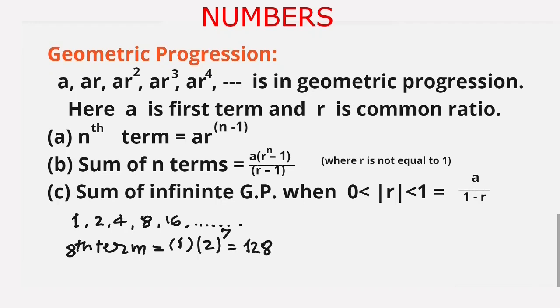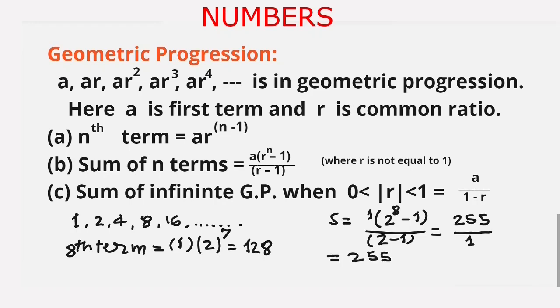Now if we have to find the sum of these 8 terms, then the sum s is equal to 1, your first term, into 2 to the power 8 minus 1 upon 2 minus 1. Here 2 to the power 8 is 256 minus 1 is 255. So this is 1 multiplied by 255. I have not written 1 upon 2 minus 1, which is 1. So this is equal to 255. This way we can use the formula for finding the sum of a geometric progression.